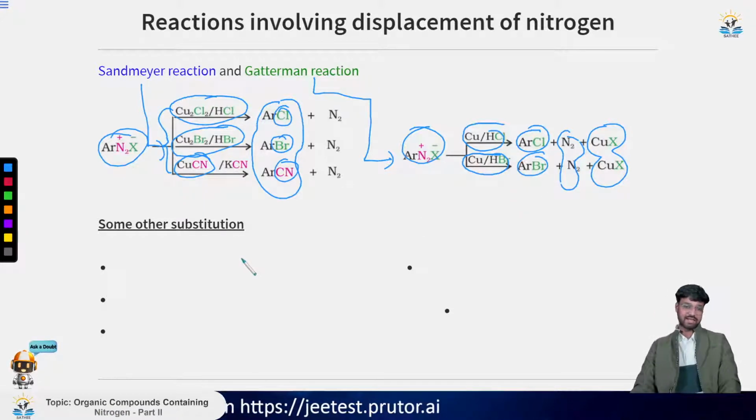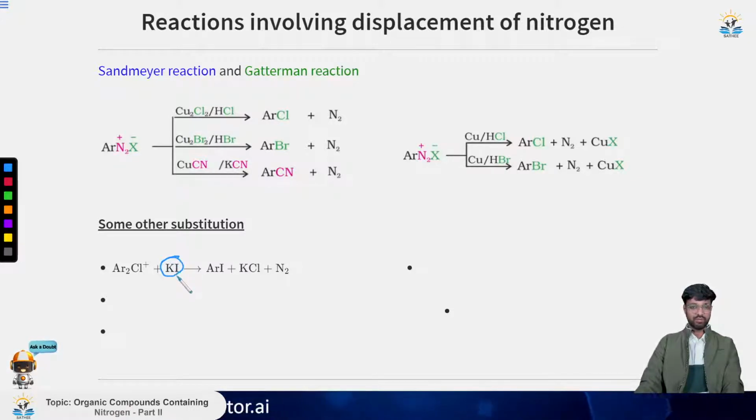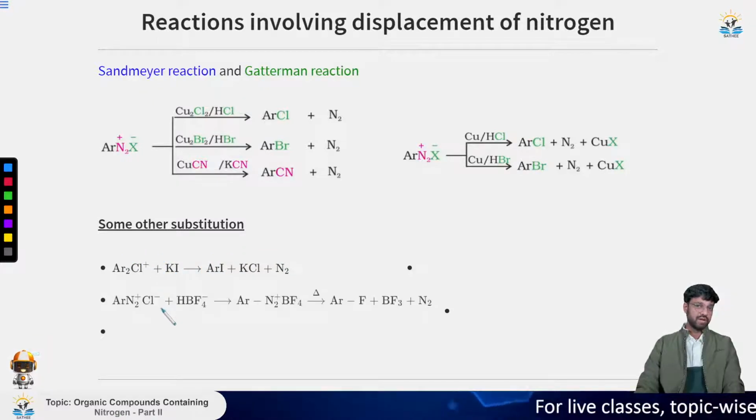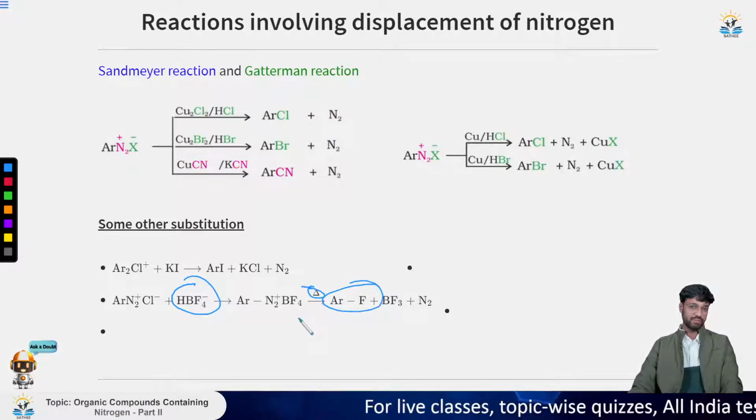Some more reactions, if you want to see, you can see here. So first one, it is not easy to substitute with iodine. So what do we do? We react it with potassium iodide to get our ArI in place of Cl, plus N2 plus Cl minus. Again, if we react it with HBF4 and heat it, you will get your fluorobenzene. So it is an important example.